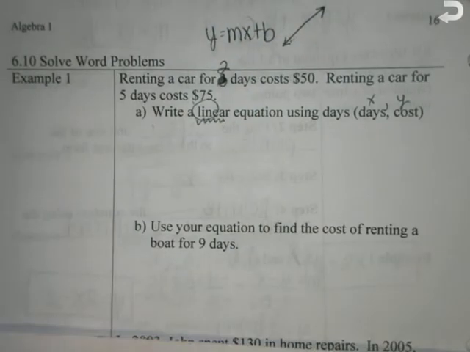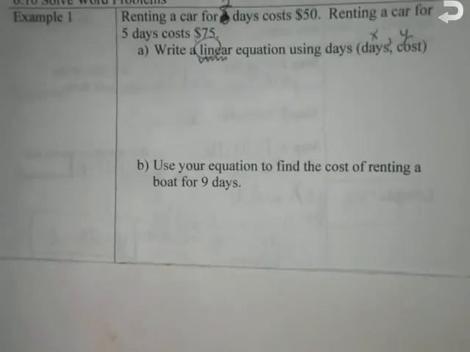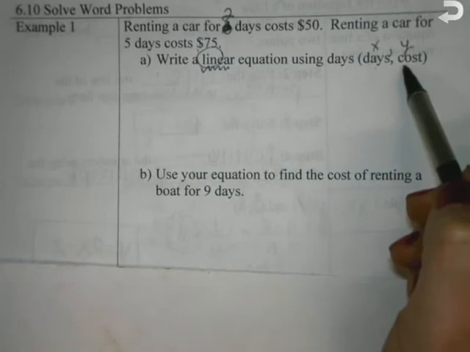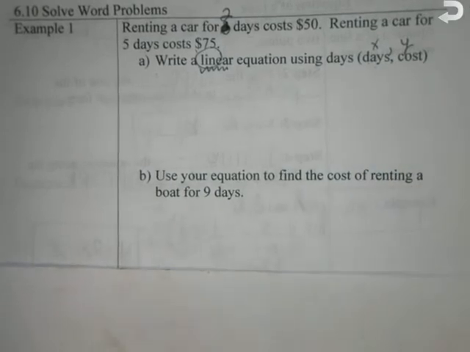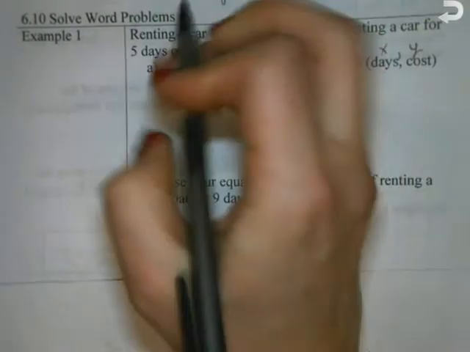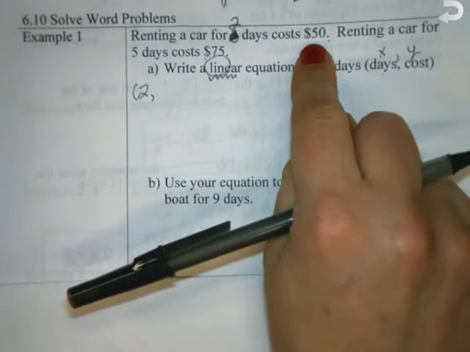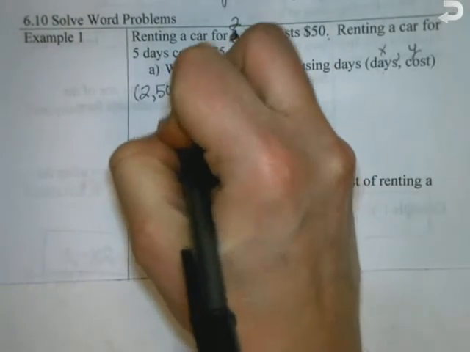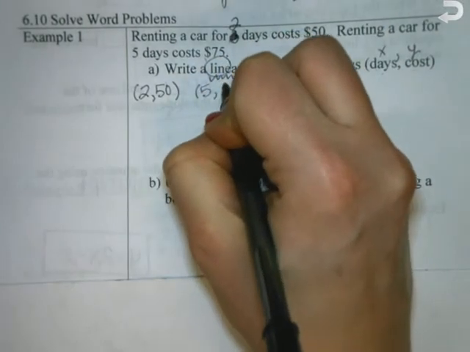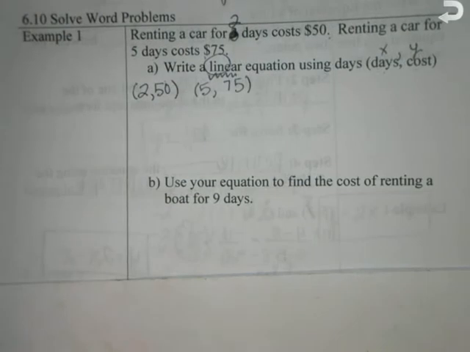Okay, so linear equation using days, cost. Your days are going to be the x's. Your y's are going to be the cost. So can we write these costs as coordinates really quickly? So what's that going to be? Our first coordinate is (2, 50). And the other one is (5, 75). So rewrite them as coordinates first because now we're working with things that we know.